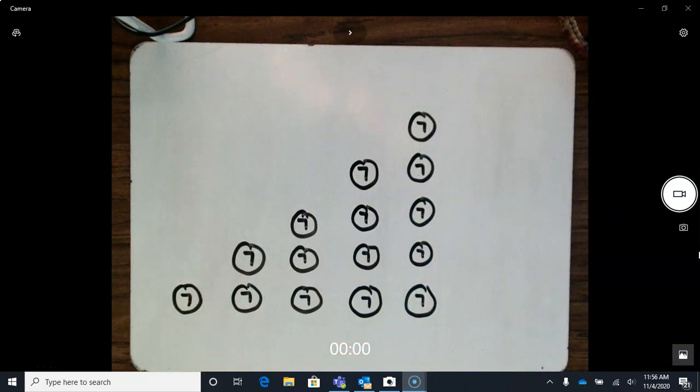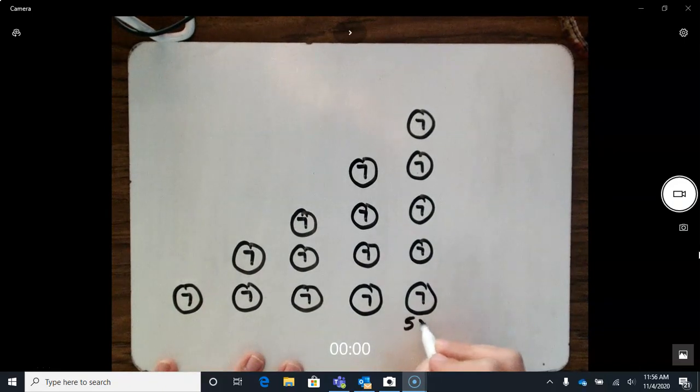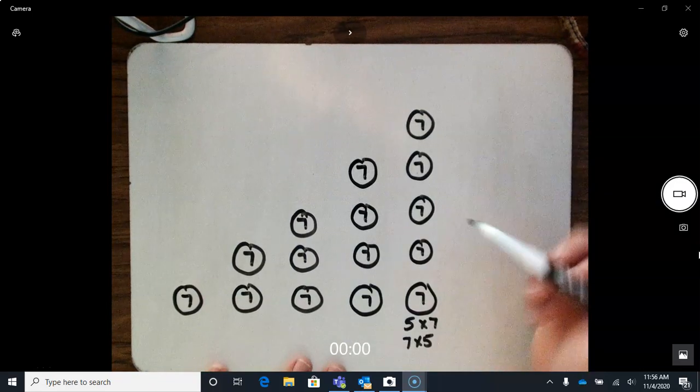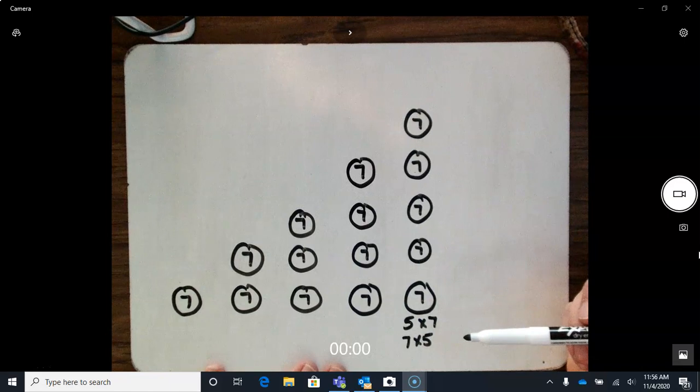5 7s. And I want you to whisper to yourself, what is the multiplication fact for 5 7s? Yes, it's 5 times 7. Now what is the commutative property or the commutative fact for this? 5 times 7. Yes, the related fact is 7 times 5. So what are 5 7s, 5 times 7, and 7 times 5 all equal to? Yes, 35. No matter which way we say it, it is all 35.